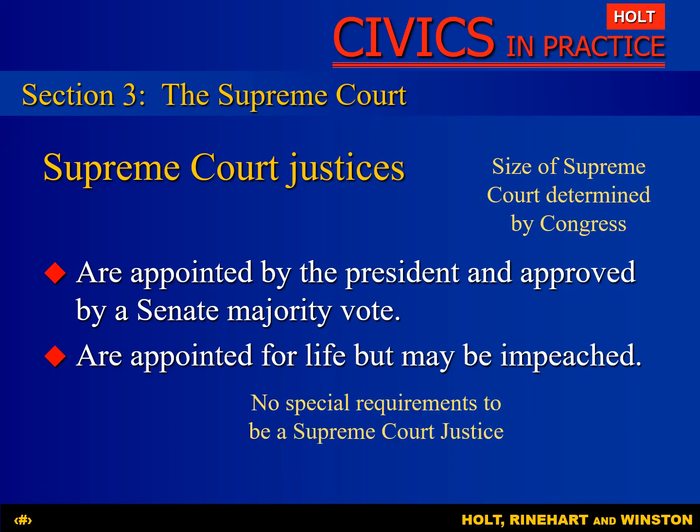The Constitution does not lay out any special requirements to be a Supreme Court justice. Remember all the requirements that we talked about to be president or vice president or a member of the House or a member of the Senate? For some reason, the people who wrote the Constitution did not give any special requirements for the Supreme Court justices.